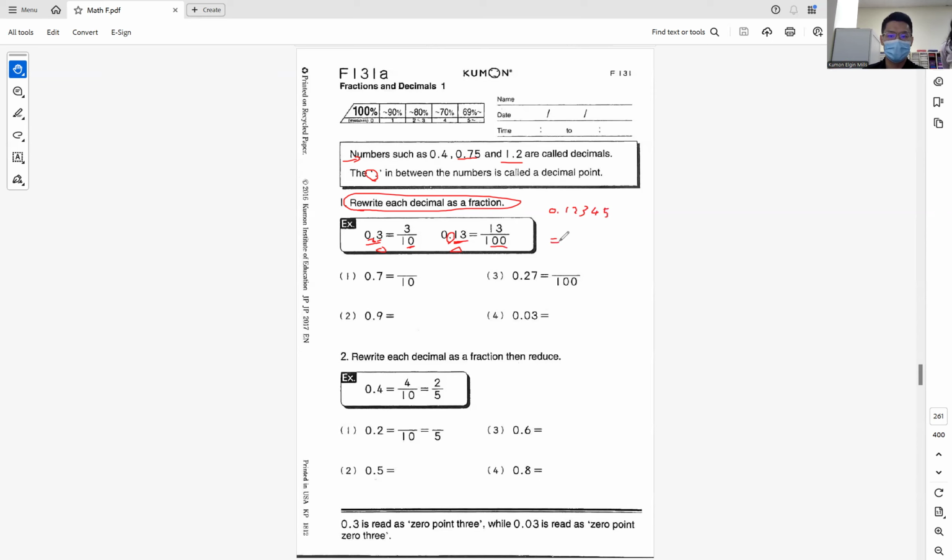How do I change this into a fraction now? 12345. All I need to do is just put this whole number here, 12345, over 100000. And if you can reduce this, you continue reducing it. If you can't reduce it, just keep it as is. Make sense? All right, let's try this.